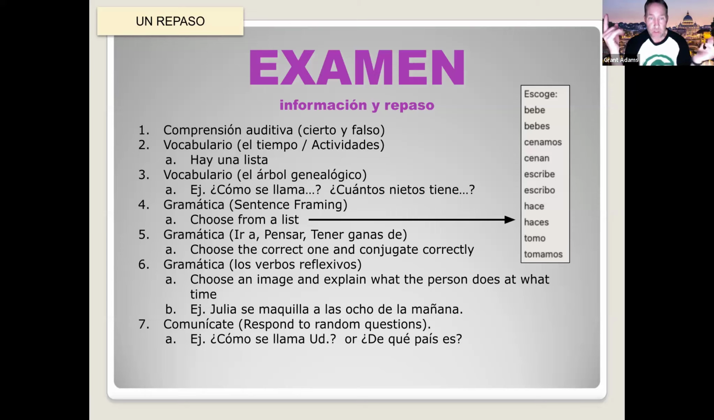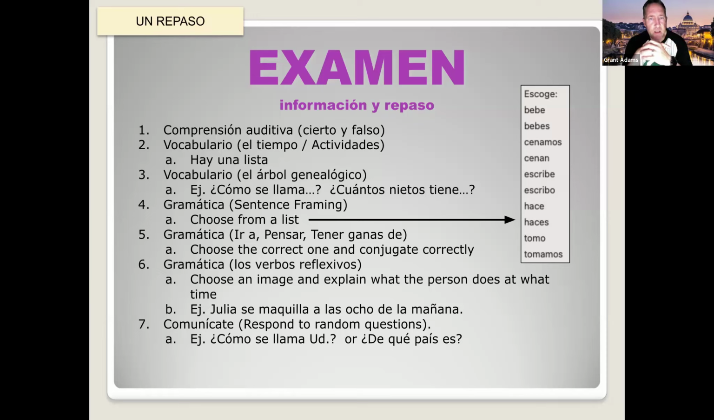Okay. Número cinco. That's what you got. Ir a, we just went over that. Pensar and tener ganas de. You'll have to choose one of those three, conjugate it appropriately. So what I would do before taking the test, maybe go back to last week's lesson and see some of the examples, because I think I went through specific examples of each one of those, or it was the week before. I can't remember.